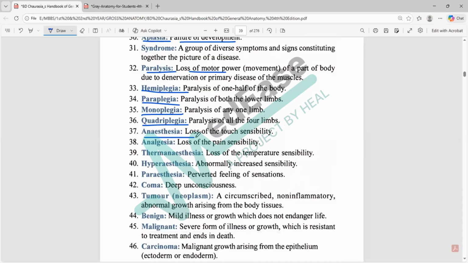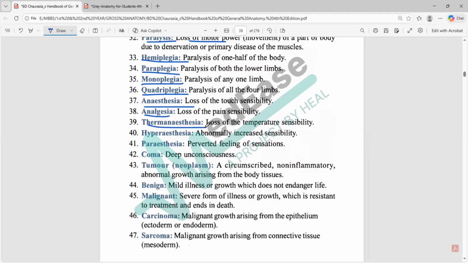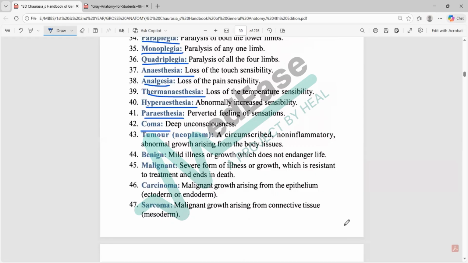Now anesthesia is the loss of touch and sensibility. Analgesia is the loss of pain mainly. Thermoanesthesia means the loss of temperature sensation. Hyperesthesia means increased sensitivity mainly. Paresthesia is abnormal sensations like tingling. Coma is a deep unconscious state.